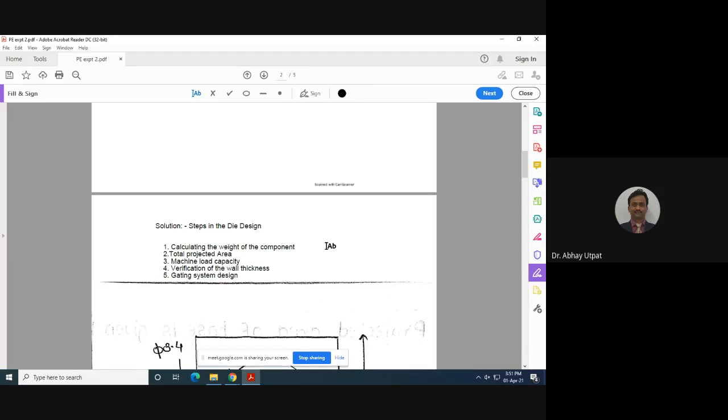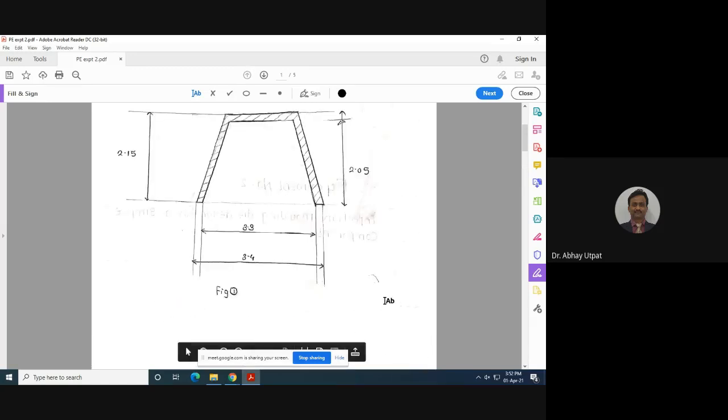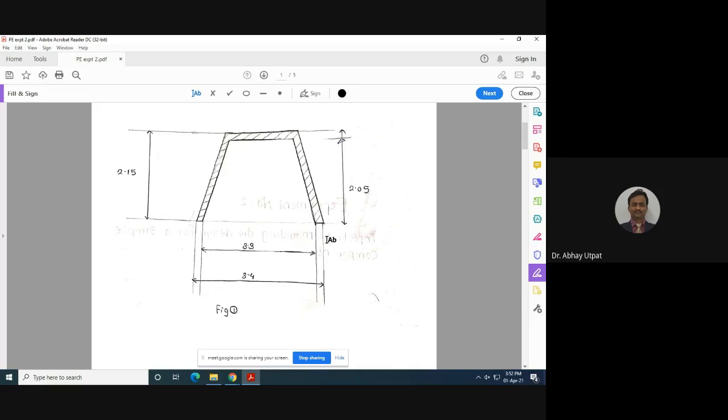You will ask how, because the customer has only given us the drawing. No problem. Look at this drawing. And who will tell me how to calculate the weight? Volume into density, very simple. You have appeared for the GATE examination and this formula is from 9th standard. Hope everybody knows. If the drawing is given to you, you can calculate the volume. And then if you multiply that volume by density, you can easily get the weight of the component.